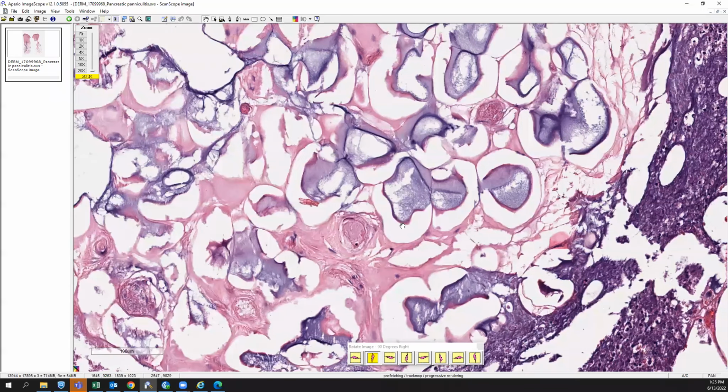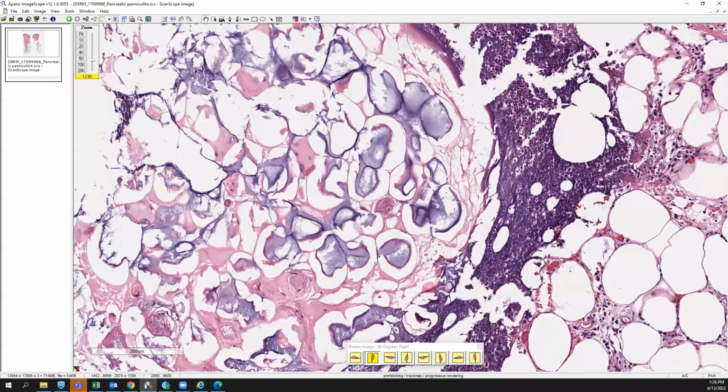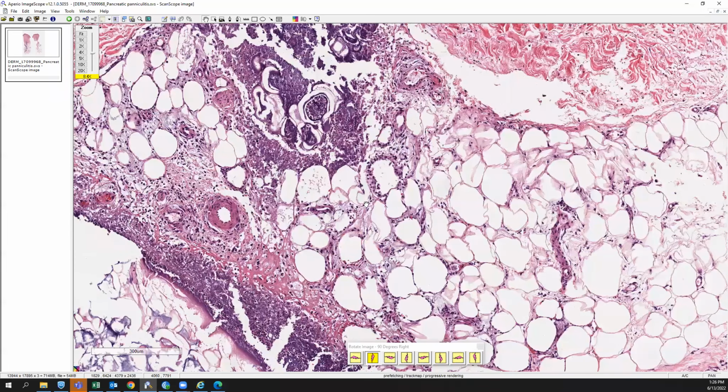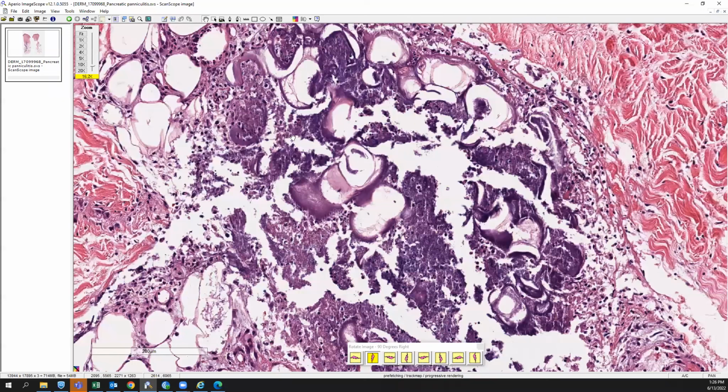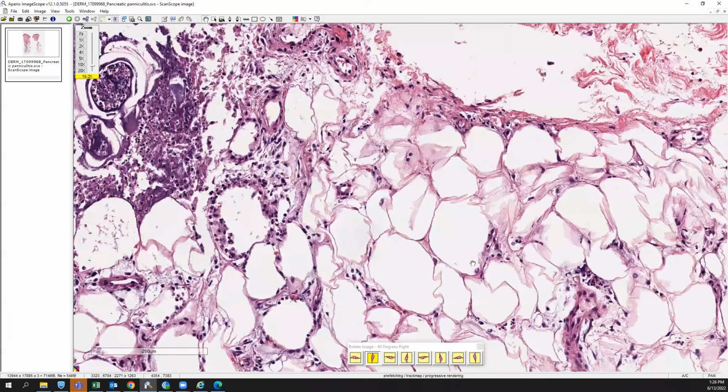Either way, you're going to hear that. It doesn't really matter what you call them. What you need to recognize, though, is that this is a calcification or a saponification pattern, and you should definitely be thinking about pancreatic panniculitis.